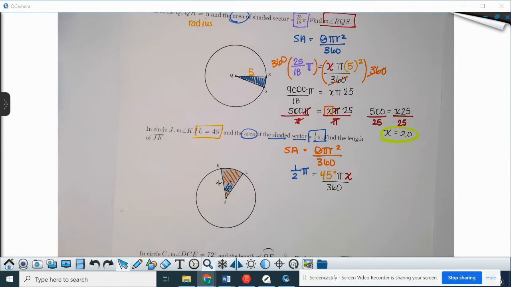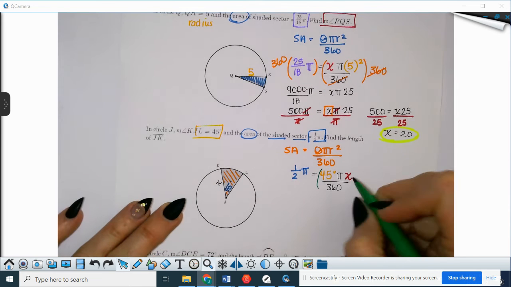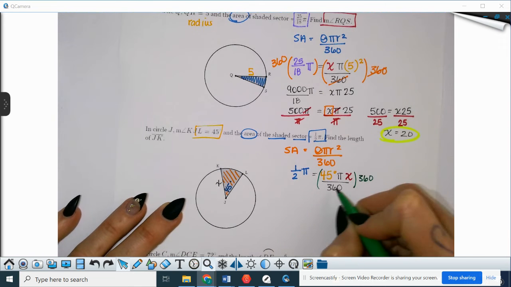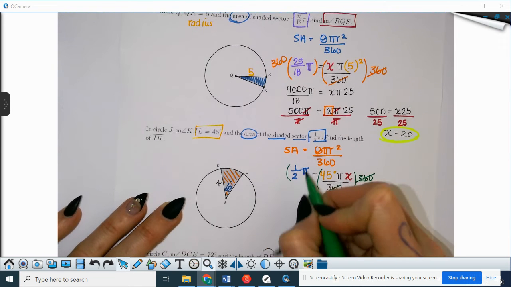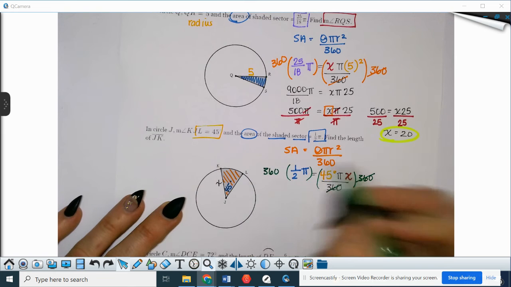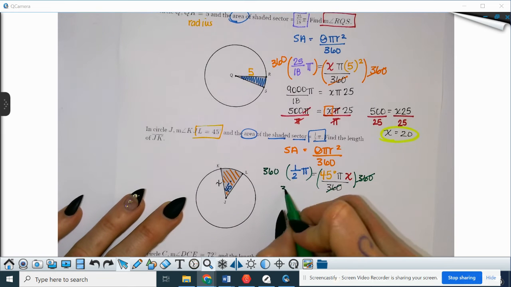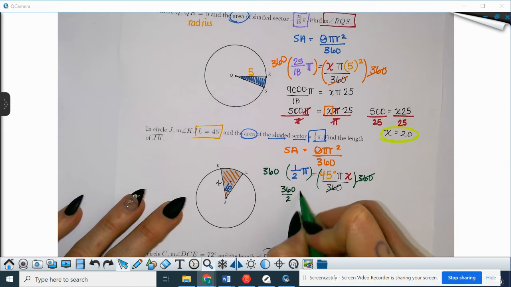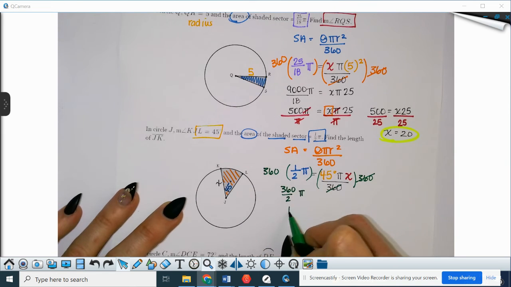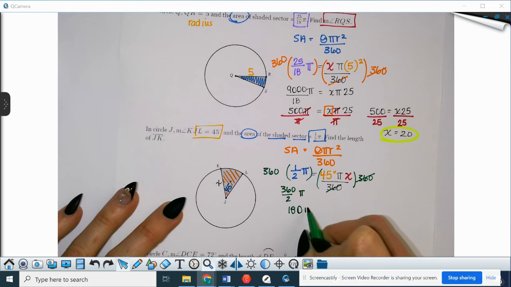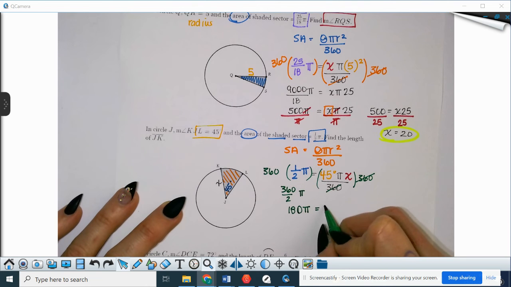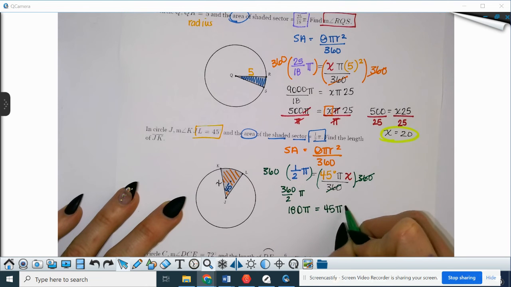So again, we still have 360 in the basement. So we're going to multiply both sides by 360, which once simplified makes it go away here. Whatever you do to one side, you have to do to the other. So 360 over 2 would be where we are right now. Pi, which half of 360 is 180 pi. And then we have 45 times pi times x.